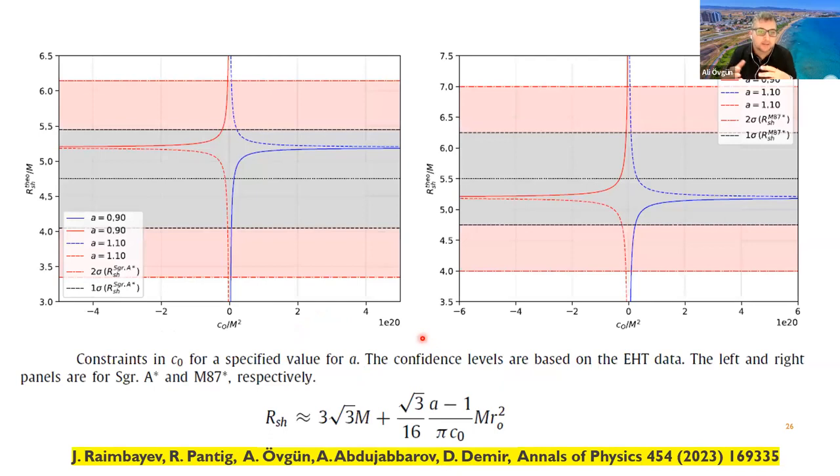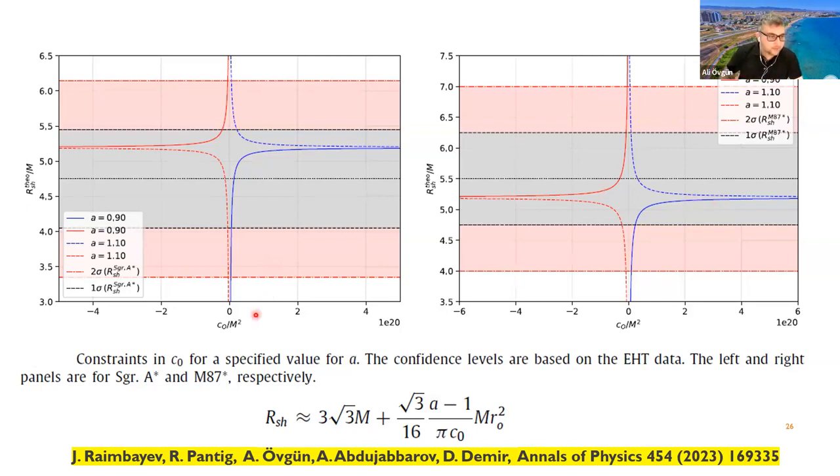we also look at the shadow of the black hole and its deflection angle. You can easily see that on the left side we did it for the Sagittarius A data, and on the right side we did it for the M87 observational data, and we try to find a constraint on the C0 value. We then see how it influences the deviation of the shadow relative to the Schwarzschild case.